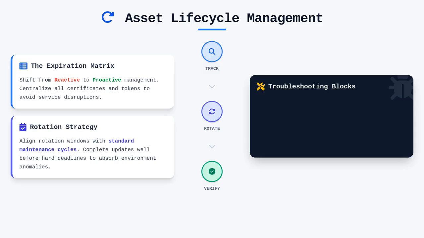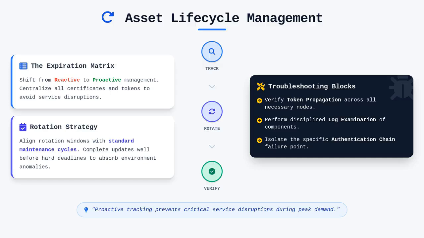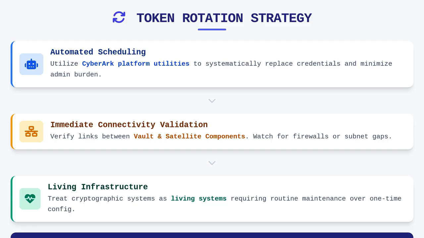environment. If you encounter a situation where an invalid credential error persists, start by verifying that the newly generated token has propagated to all necessary nodes. Troubleshooting these blocks requires a disciplined examination of the component logs to identify which specific link in the authentication chain is failing. To avoid being caught off guard by these issues, establish a formal schedule for your token rotations.